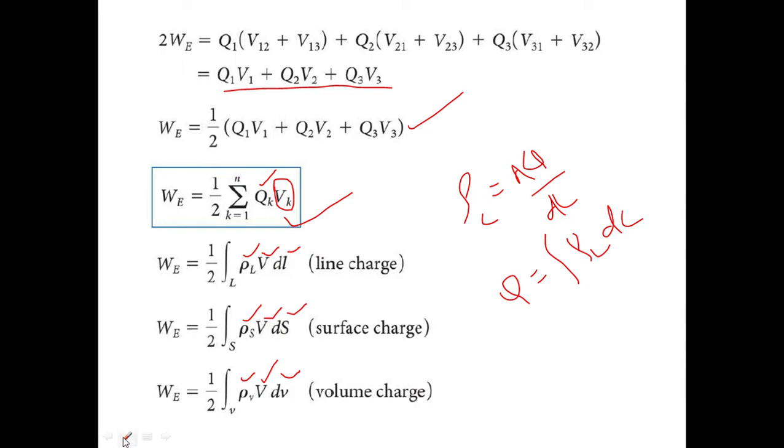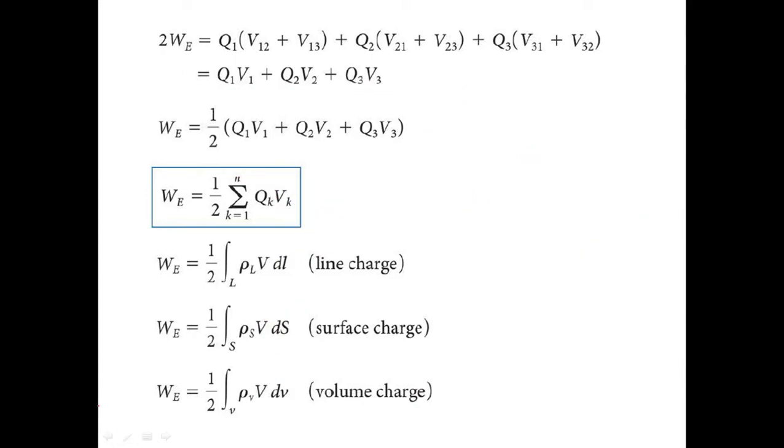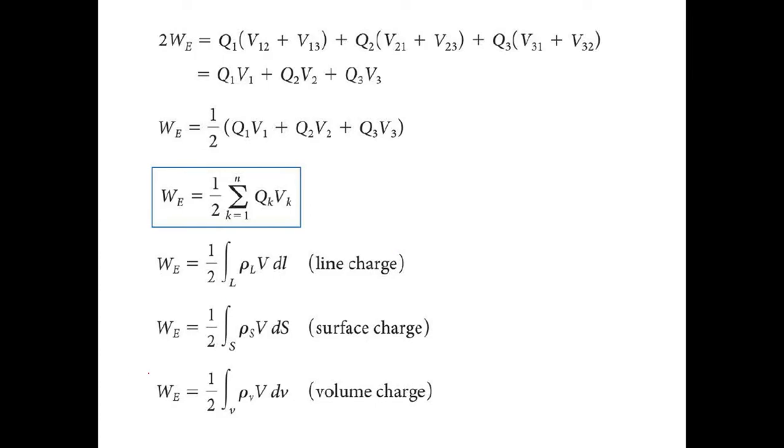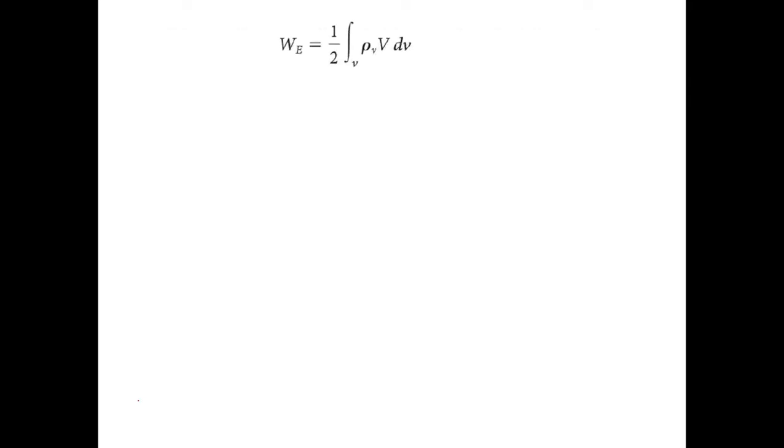So now, going to the next one. From this equation, I have taken this equation for the next topic, that is volume charge density. The same thing I'm writing here: W is equal to half of the integral of rho V into V dV. This V is potential. Don't get confused with the volume. And this dV is the volume differential, and this is the volume integral.